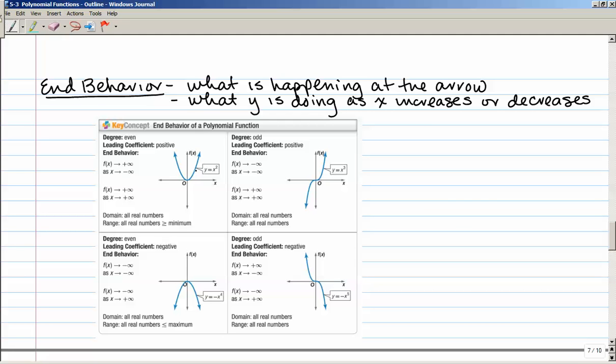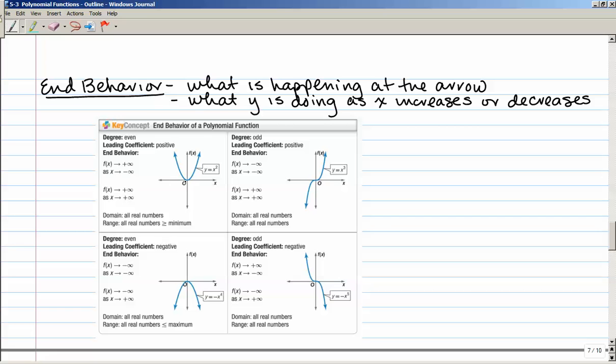But basically, let's take a look at this graph here. So as x gets bigger, so as we move along the x-axis, as x gets bigger, y gets bigger. So as x increases, as x approaches positive infinity, y approaches positive infinity.